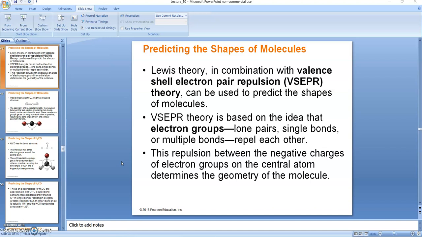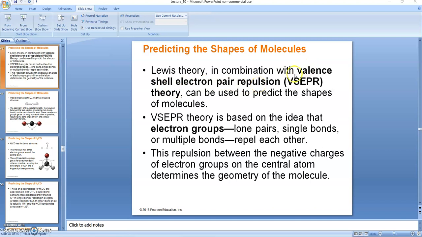Now, the theory we have that does that is really just a vague theoretical model. It doesn't get into real deep quantum mechanics. We do have better models that I'll talk about briefly at the end of the chapter. But the theory that helps us explain why molecules get the shapes they do is called VSEPR, or VSEPR theory. Yeah, I know we kind of pronounced it wrong. That stands for valence shell electron pair repulsion.